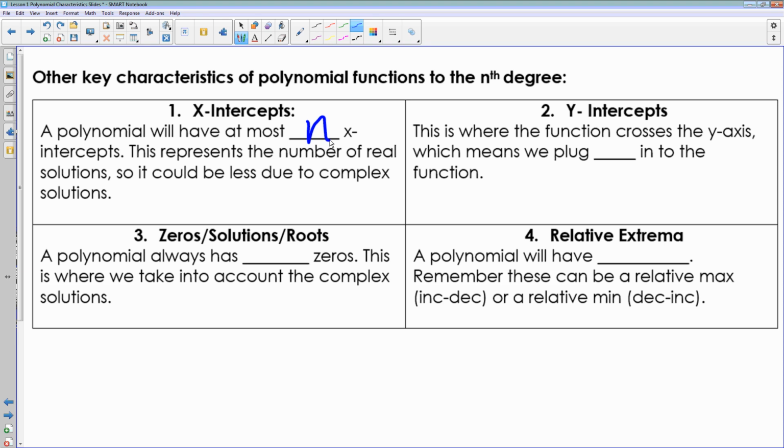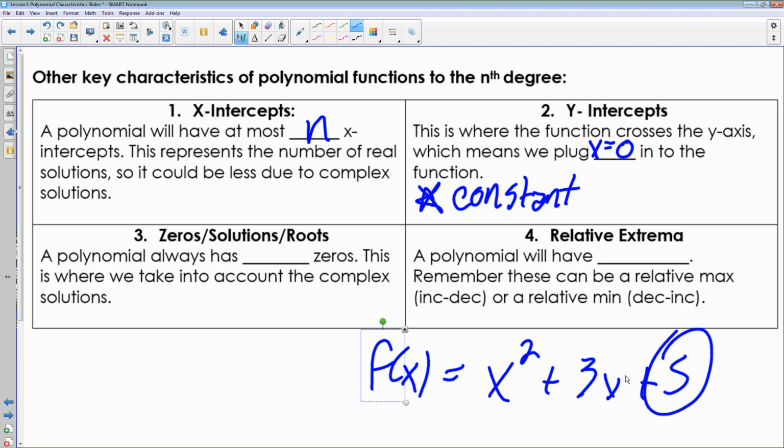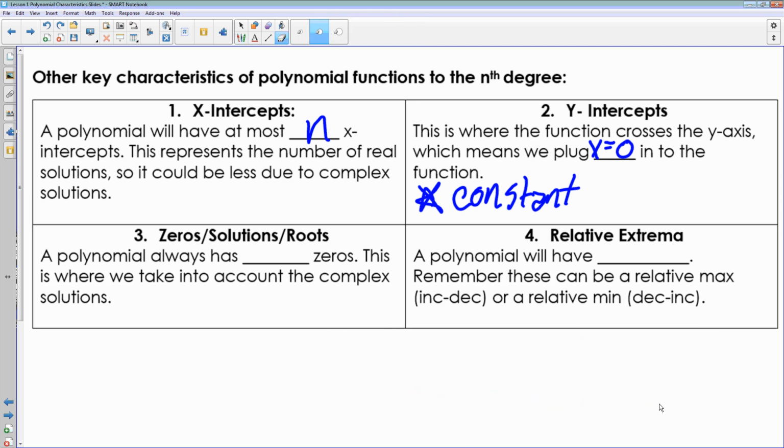Y-intercepts. This is where the function crosses the y-axis. We're going to plug in x equals 0 into our function, so we put 0 in for x, and then we see what's left over. And you'll notice that what's left over is just the constant. Like if I have f of x equals x squared plus 3x plus 5, my y-intercept is just going to be 5, because I plug in 0 for both of these and they go away. So that's an easy way to get your y-intercept.